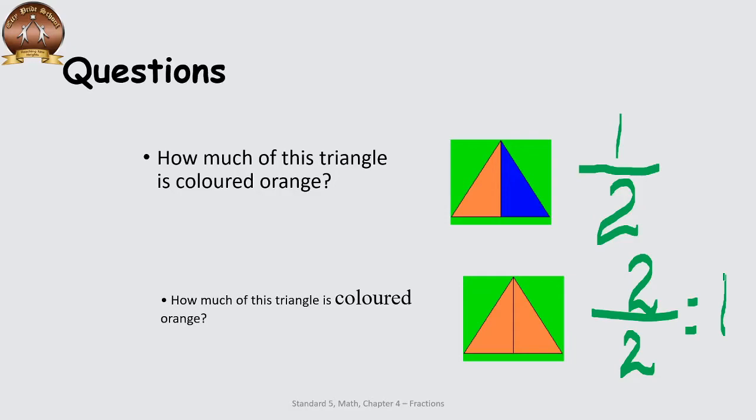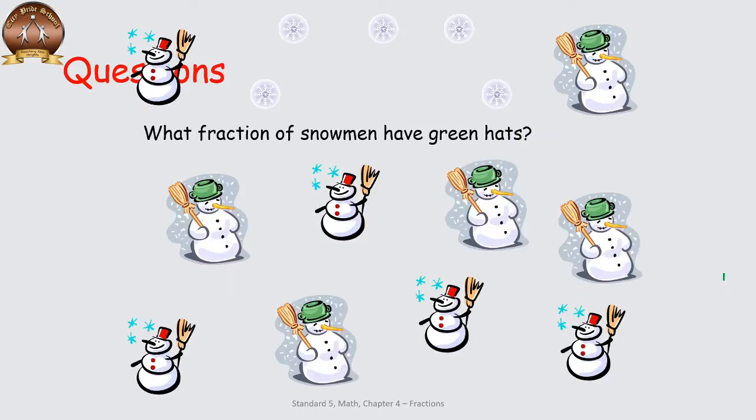So we call it a whole. The whole figure is colored orange. Next question I have. You can see there are so many snowmen here, but the question states, what fraction of the snowmen have green hats? Let us count the number of snowmen here.